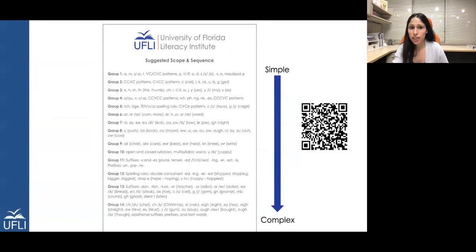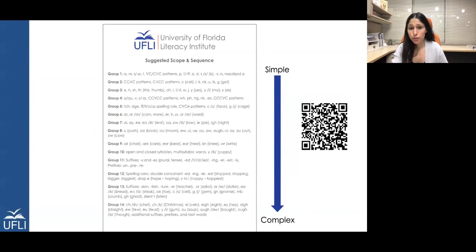It's a very handy resource. The hub does have a suggested scope and sequence for you if your school doesn't have one available to you. As you can see from the little arrow, from the top to the bottom, the concepts go from simple to more complex. So this is really important when we're thinking about providing really systematic instruction, that we're beginning with the most simple concepts and slowly moving to the most complex concepts.